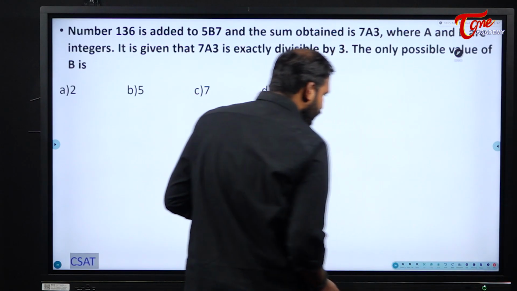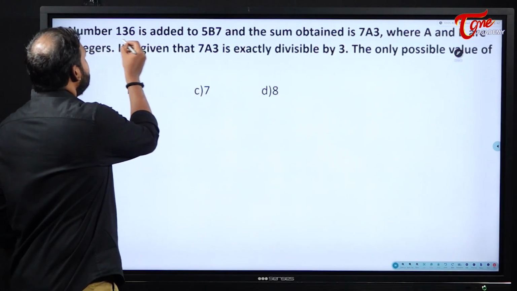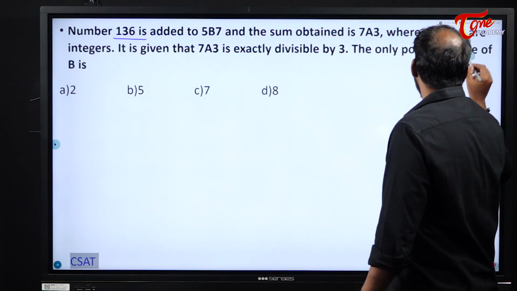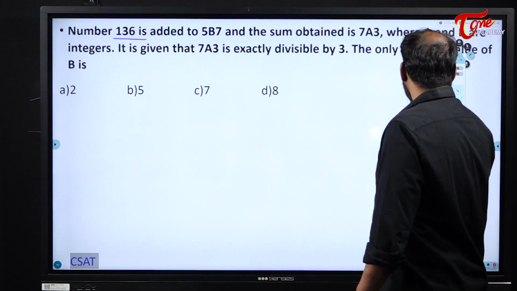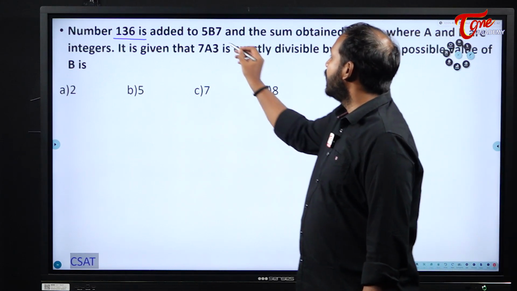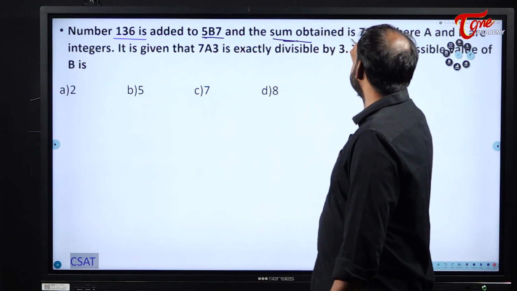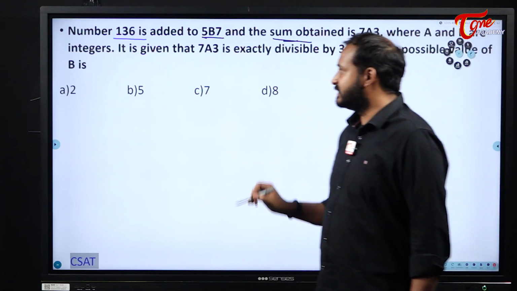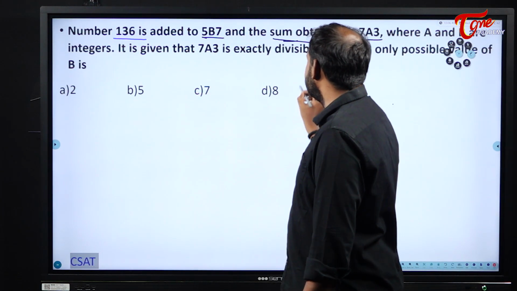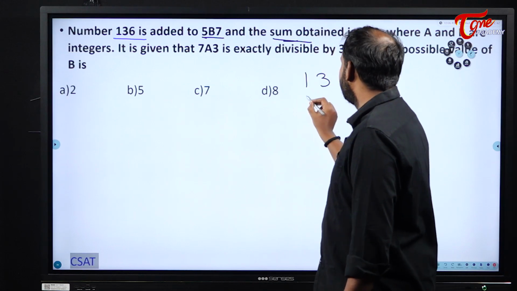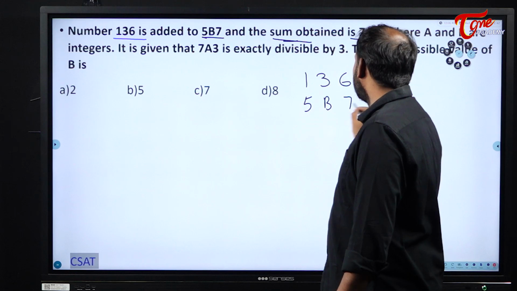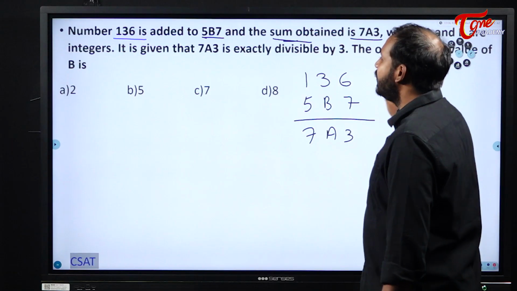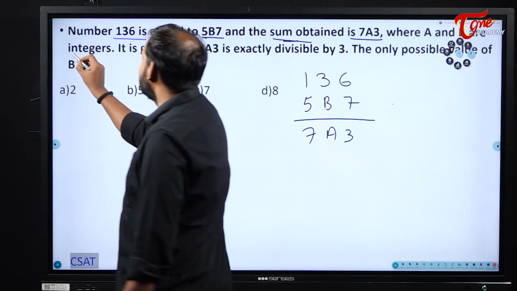Now if you observe carefully, the number 136 is added to 5b7, and the sum obtained is 7a3, where a and b are integers. What they are doing is adding 136 with 5b7, and the sum obtained for that is 7a3. They are telling that a and b are two integers.